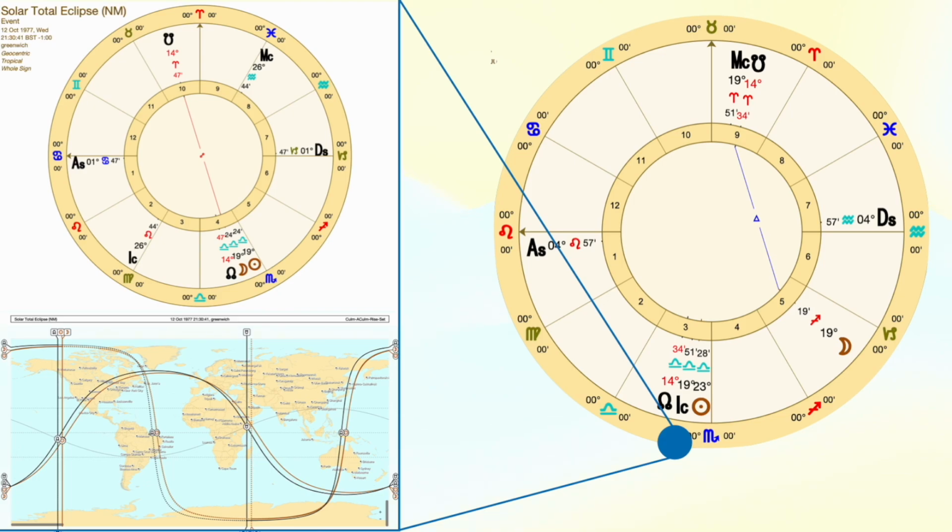The message of the podcast is straightforward. Everything that occurred during the eclipse, represented here on the left of the slide, is condensed into a single point on the ecliptic where the Sun and the Moon met. In this case, 19 degree, 24 minutes Libra, highlighted by the blue dot.